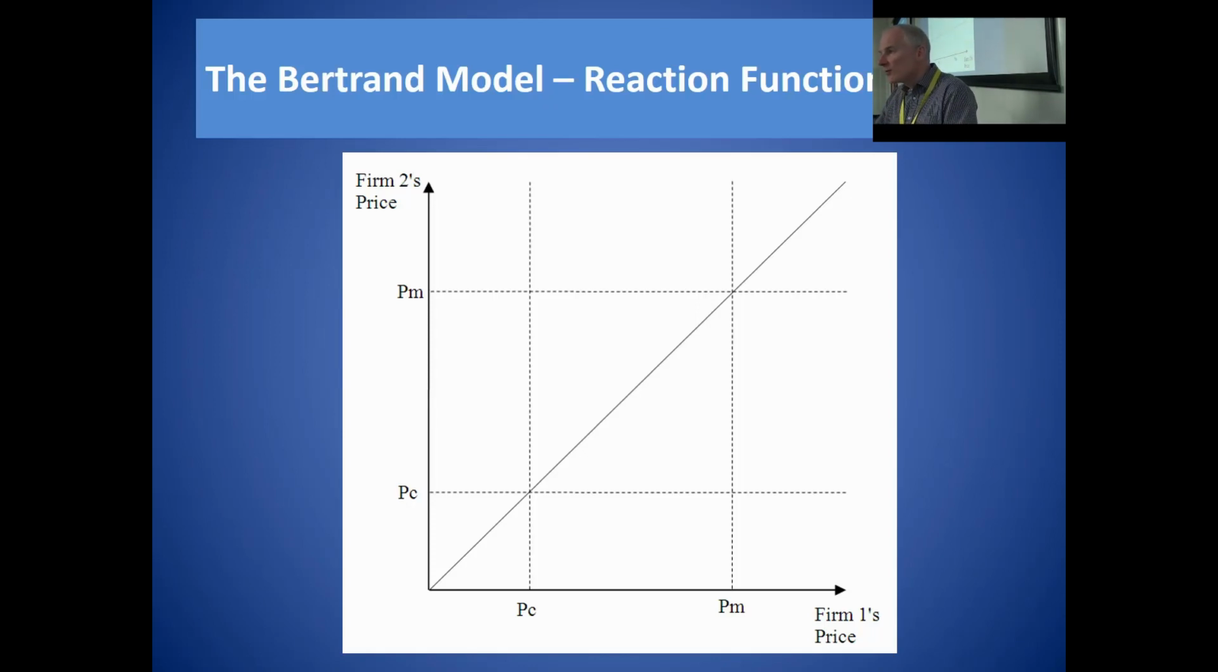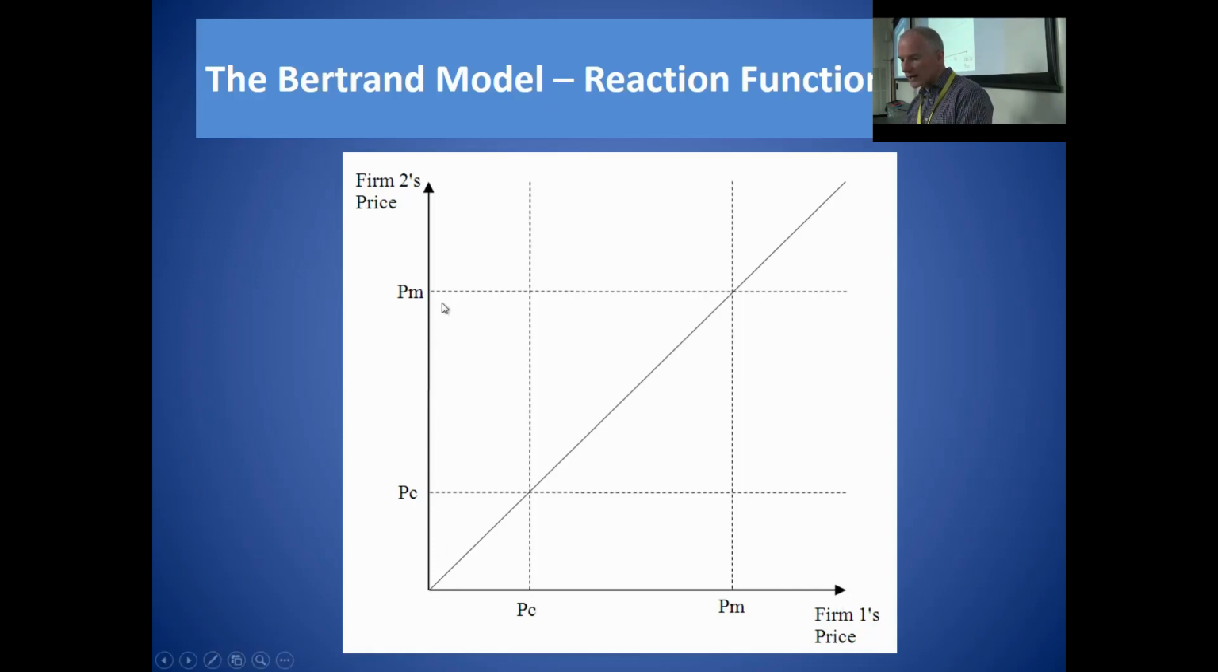Well, this is pretty much the same sort of idea. So we've got our two firms. Firm 1 on the vertical axis, and firm 2 on the horizontal axis. Now, what are the strategies of these firms? It's the price. So, this here, along the horizontal axis, is the price charged by firm 1.